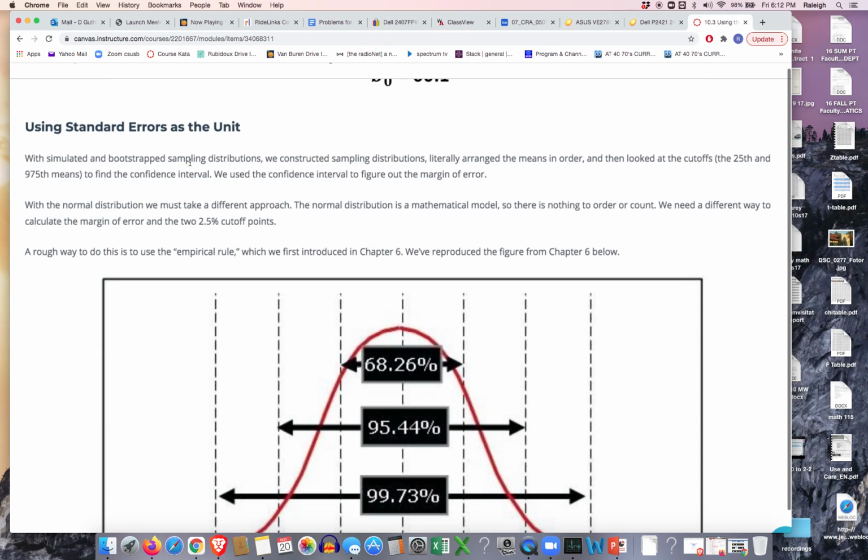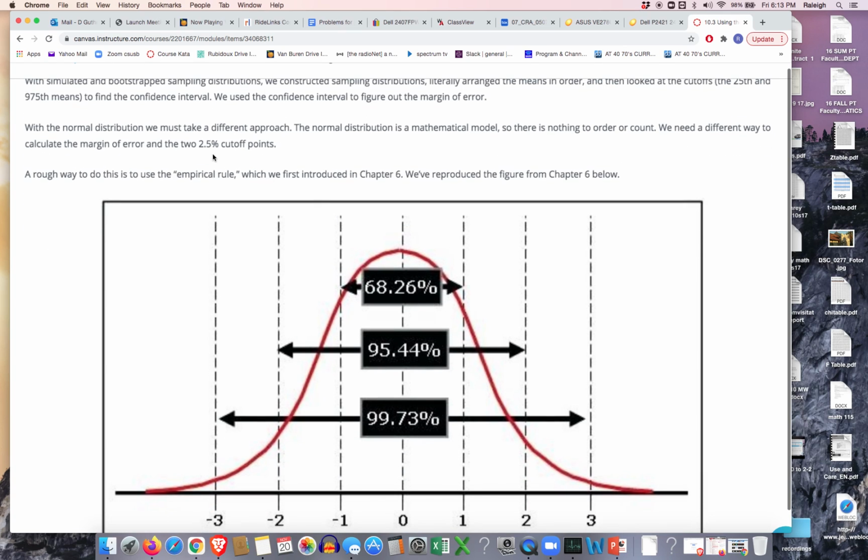So with simulated and bootstrap sampling distributions, we constructed sampling distributions, putting the means in order and using cutoffs. We talked about all that before, getting the middle 950 out of 1,000. And we can find the confidence interval. Using the confidence interval, find out that margin of error, which is important. We like to know how big it is. But with a normal distribution, we will take a different approach. This is what's usually done, by the way, finally.